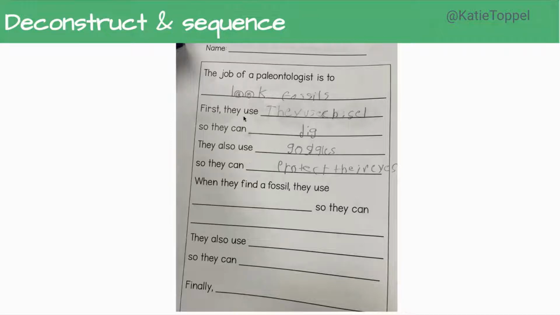Do you see all the ways? So this is the structure I'm seeing. She's intentional with deconstructing the task and sequencing the writing she wants students to do. First, tell me what the paleontologist does. Then, in the middle, tell me all the tools they use and why they use them. And then end with a finally.